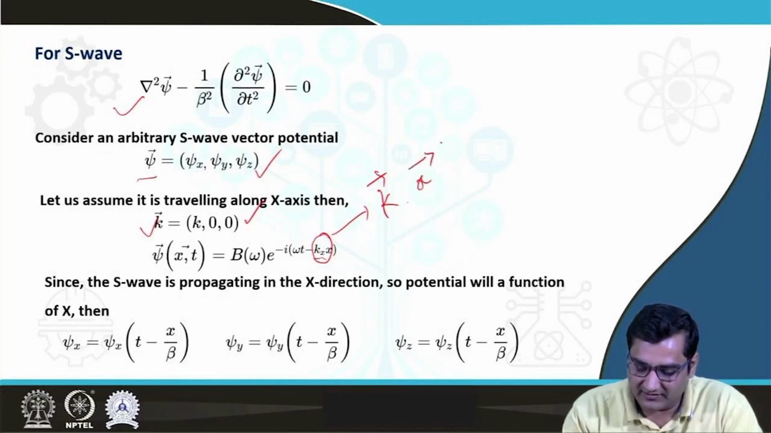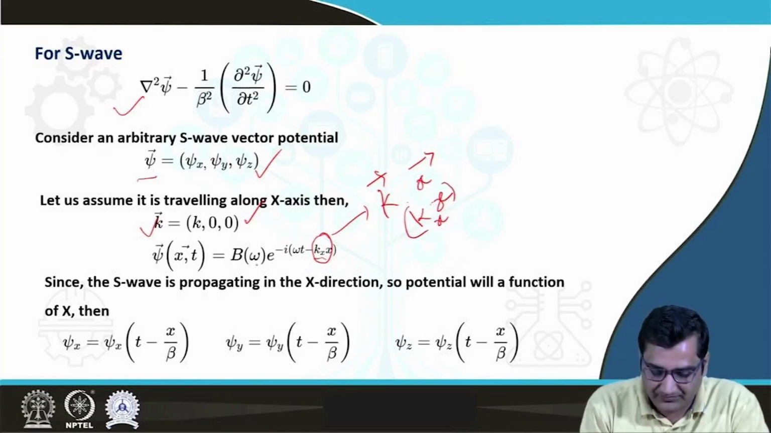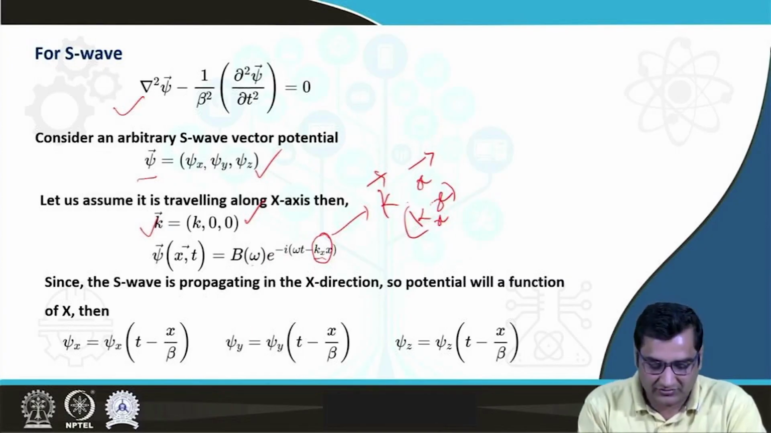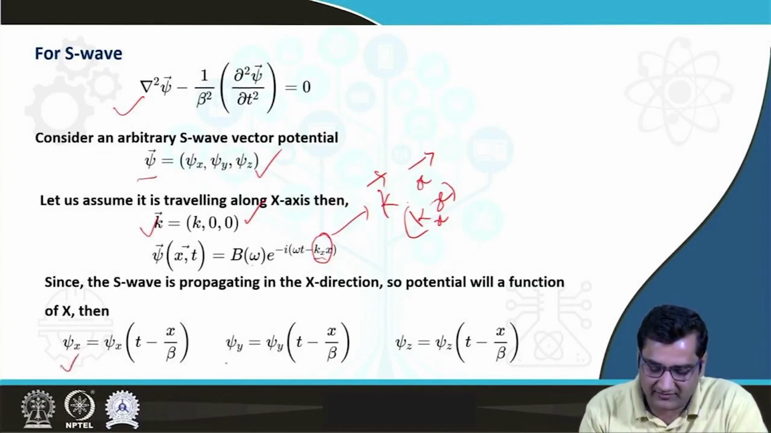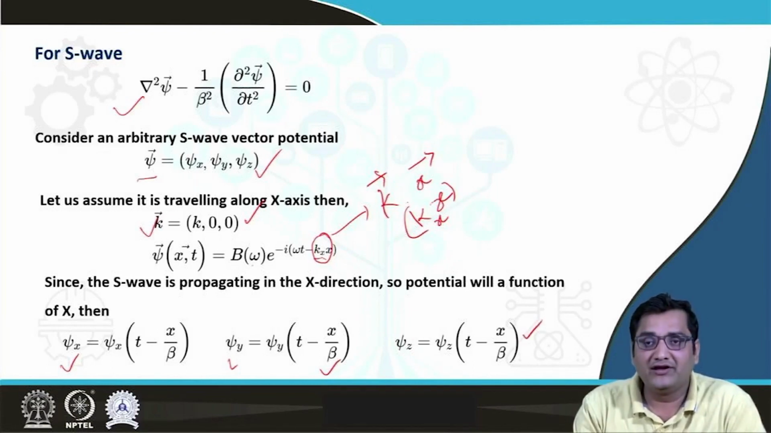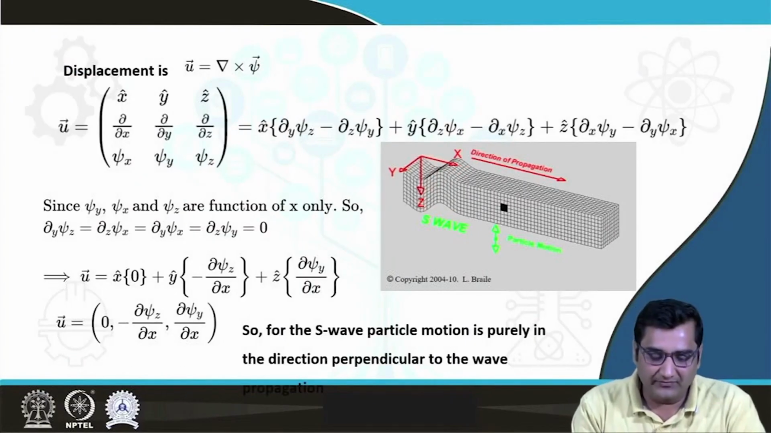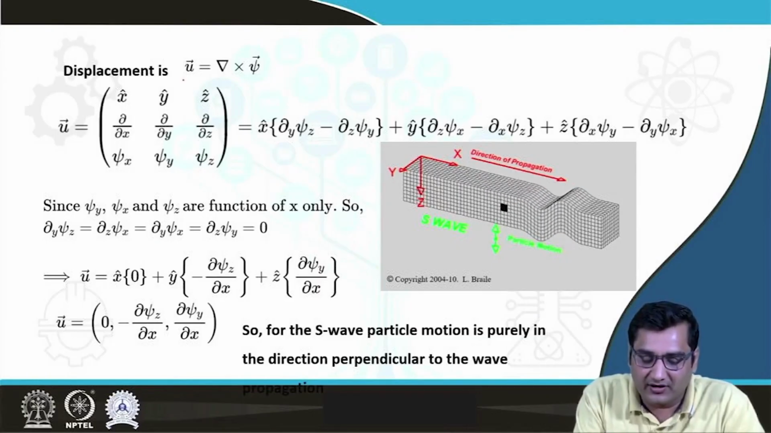So basically the position vector only will have a component in the x direction, and the k vector will have only a component in the x direction, since the wave is traveling in the x direction only. So finally what you will get is kx x, so b omega e to the power iota in bracket omega t minus kx x. Since the S wave is traveling in the x direction, the potential will be a function of x. Then psi x will be psi x of t minus x by beta, psi y will be psi y of t minus x by beta, and psi z will also be a function of x, because the wave is traveling only in the x direction.